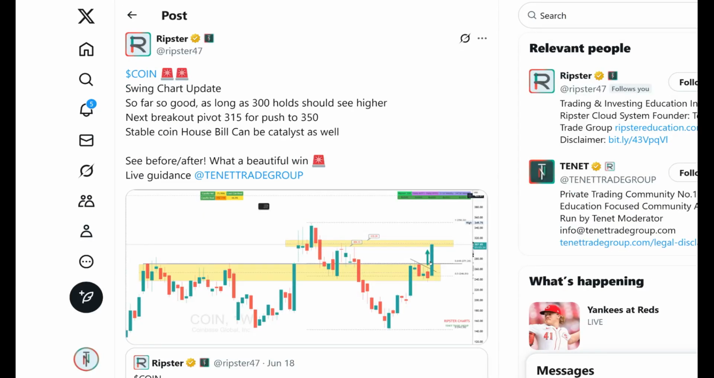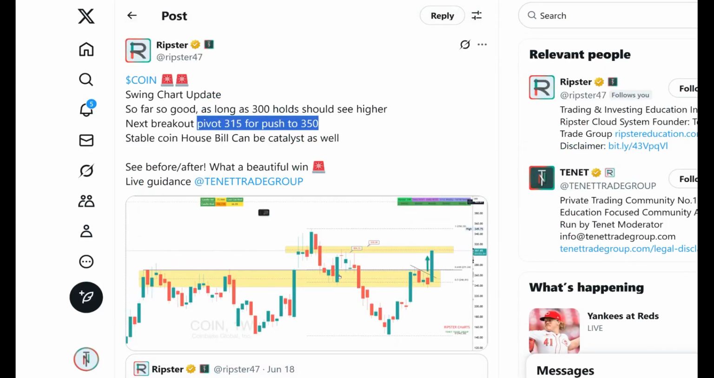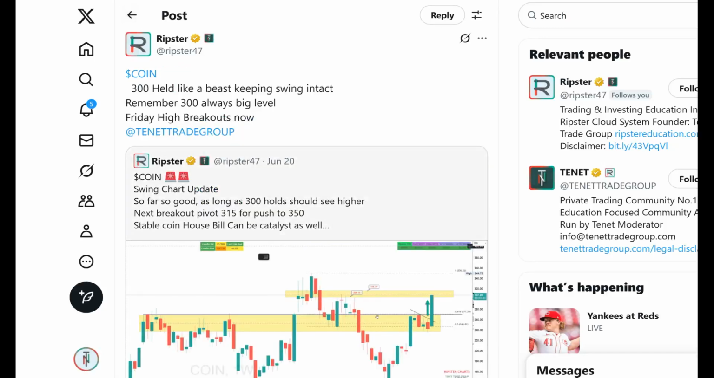And then we started to push. We broke out that day only. We broke out, and we started to push. And you see from that breakout, you can look at the previous and the new. And I told the traders that if 300 holds, we hit 300. With 300 holding, we should see higher. Next breakout 315 for push to 350. So I gave that target of 350 on June 20th. All right, so you swing it, your risk is 300, you buy the calls, whatever you want to do. We did a few days of consolidation, and look at what happened today.